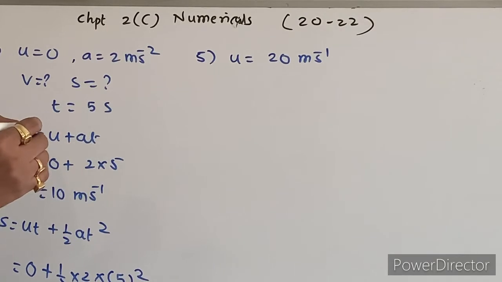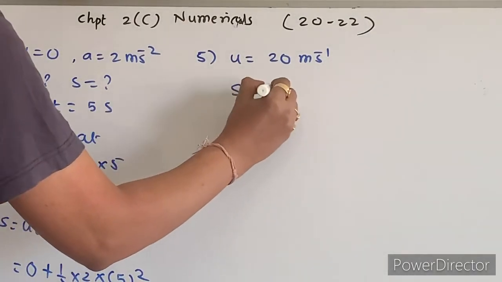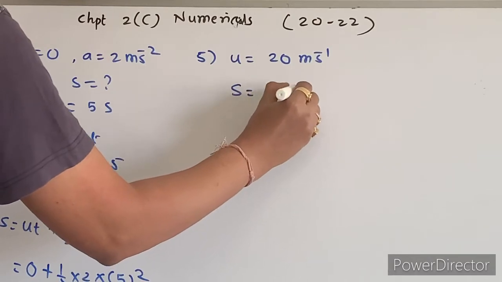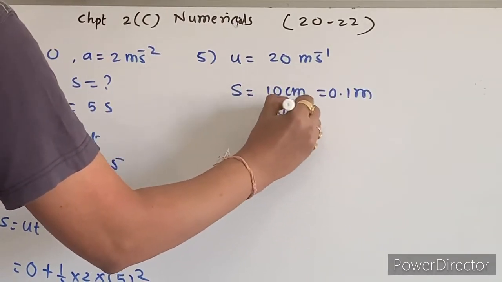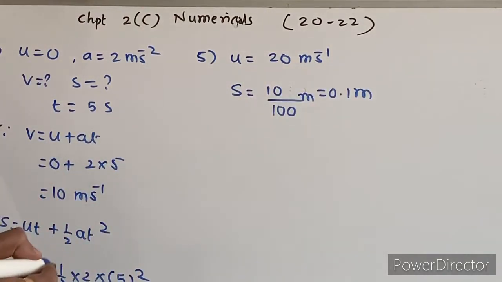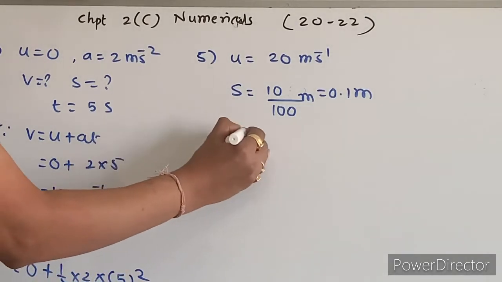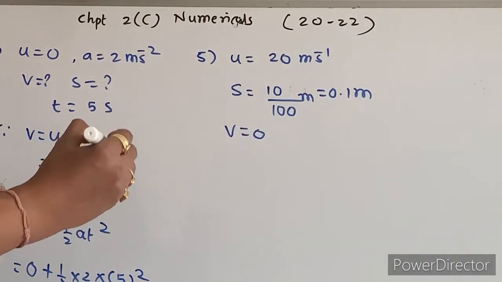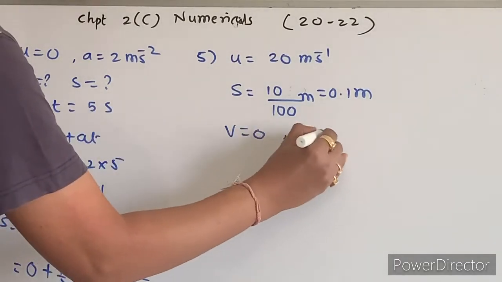Strike a target and come to rest after penetrating a distance of s, given as 10 centimeter, which is 0.1 meter, because this is divided by 100. Then it comes to rest, so the final velocity is equal to 0. Calculate the retardation produced. A is asked.